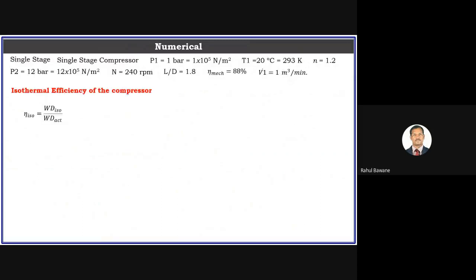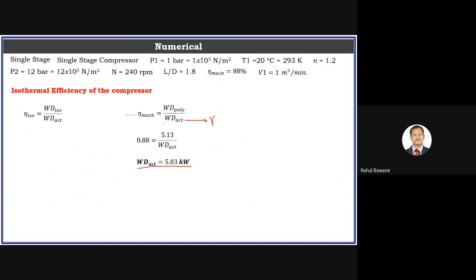Now we will find out the actual work done because isothermal efficiency is nothing but isothermal work done divided by actual work done. How to calculate actual work done? They provide a mechanical efficiency. Mechanical efficiency is polytropic work done divided by actual work done. So mechanical efficiency 0.88 is equal to 5.1 divided by actual work done. So actual work done will be 5.83 kilowatt.